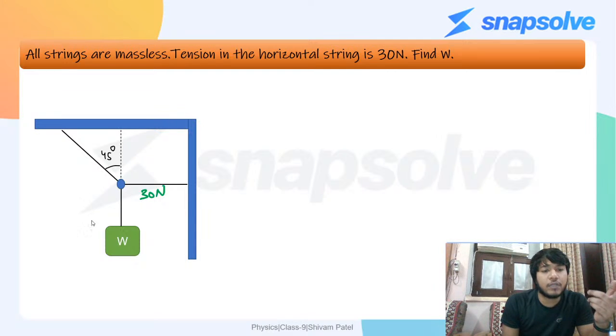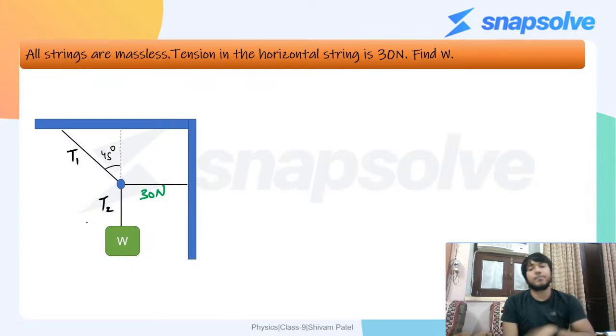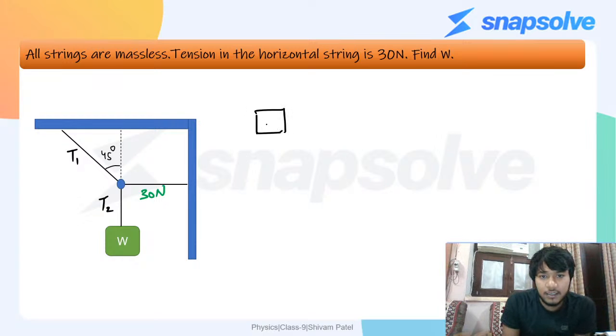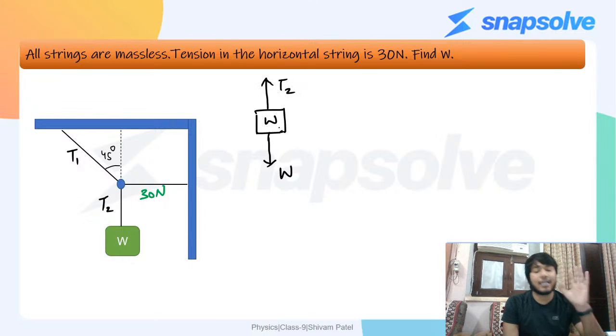So talking about the other two strings, let's say that the tension in this string is T1, and the tension in this string is T2. First, draw the free body diagram for this weight. So what is happening? Weight will act vertically down, so we'll mark it as W downward, right? And T2 is pulling it in upward direction.